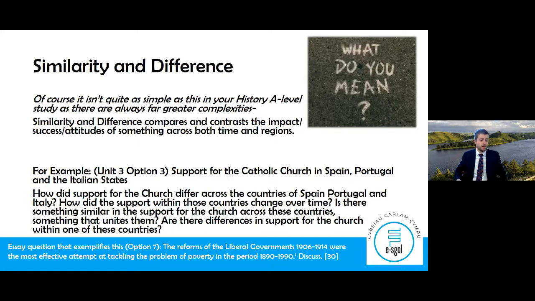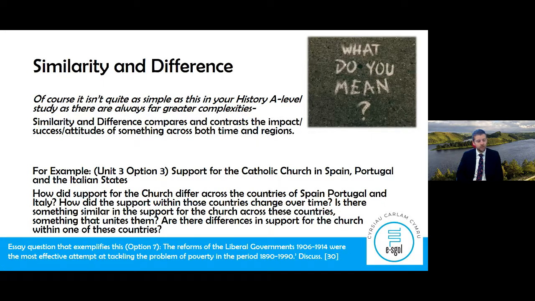So another essay question that exemplifies this and shows you that the focus on these key concepts will benefit you significantly when it comes to answering any essay questions is this from Option 7, which asks, the reforms of the Liberal governments 1906 to 1914 were the most effective attempt at tackling the problem of poverty in the period 1890 to 1990. So it's specifically asking you to look at the similarity and difference in how governments and reforms have dealt with that issue of poverty across that whole 100-year time period.